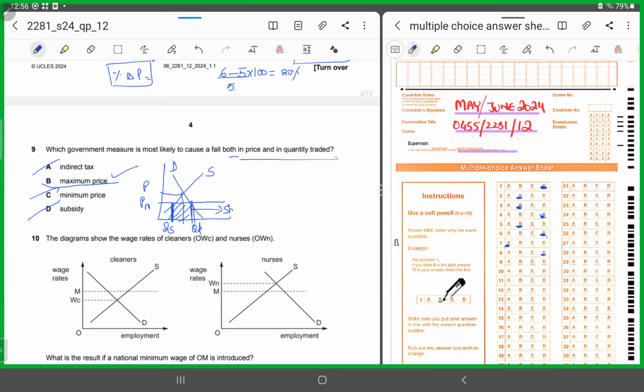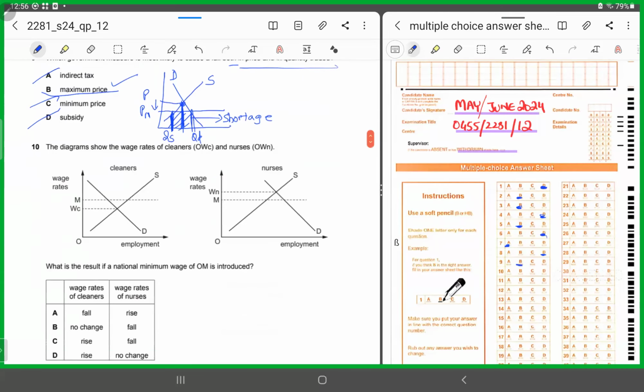So this means what? There is a fall in the amount of quantity traded, because initially this was the amount of quantity being traded, and now only this is the amount which is being traded. So there is a fall in the quantity traded, yes. And yes, there is a fall in the price as well, because initially the equilibrium price is relatively higher than what now is being imposed by way of the maximum price. So both the situations are being satisfied once it's maximum price. Hence, the correct answer for number 9 is B. Right? Hope this is clear.